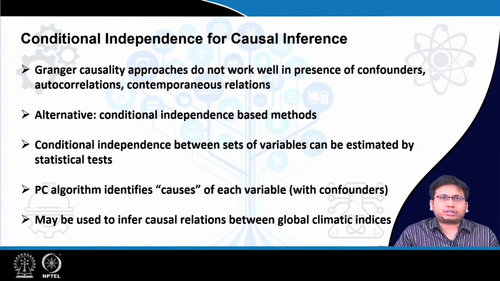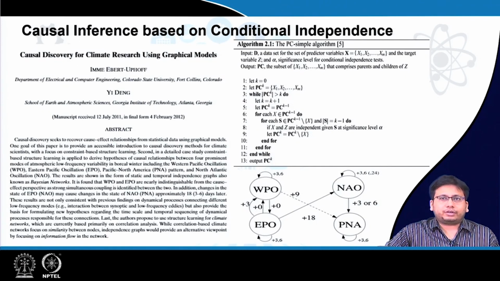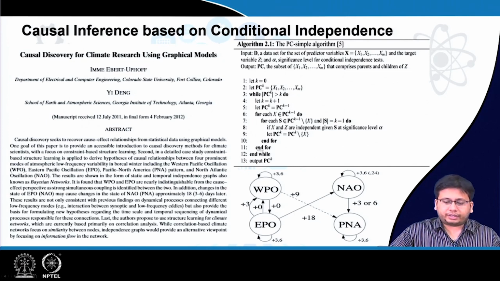Now, Granger causality, as we had said earlier, is unable to deal with this kind of phenomena. So that is why we use these conditional independence based approaches for constructing global causal networks and comparing them. So here is this paper that appeared in 2012, quite some time back, about causal inference based on conditional independence. Here they consider 4 major indices, as I was just talking about.